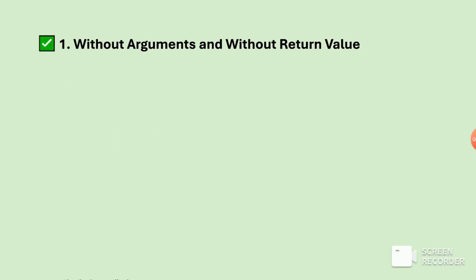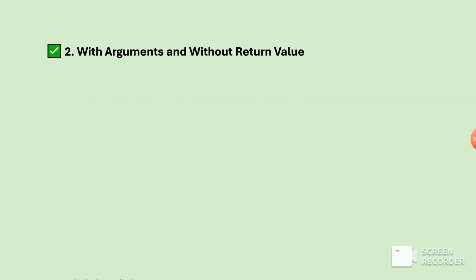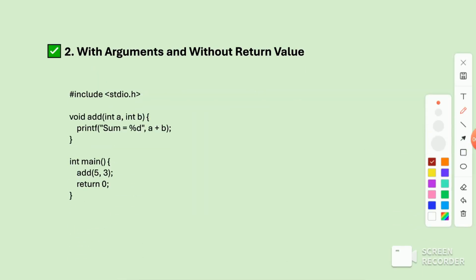Second, with arguments and without a return value. Here the function add takes integer values a and b and prints sum equal to a plus b. Whatever values we send as a and b, the sum of those values will be printed. In the main function we are passing 5 and 3, so it will print sum equal to 8. This is with arguments but without a return value.